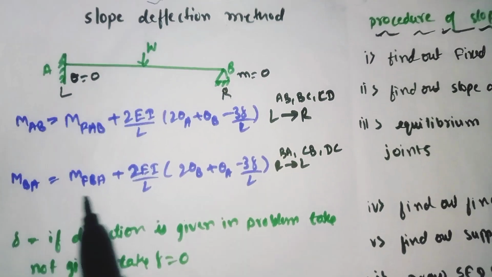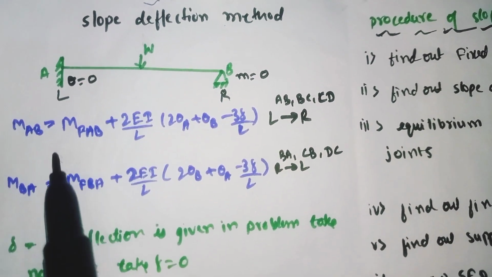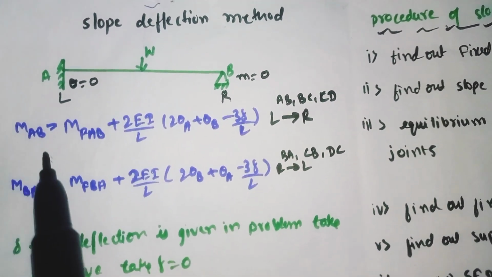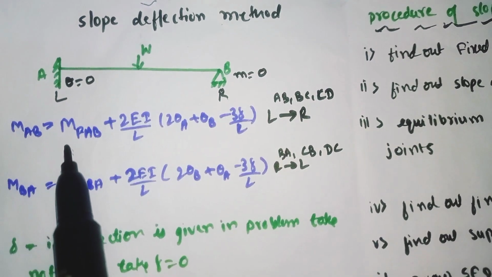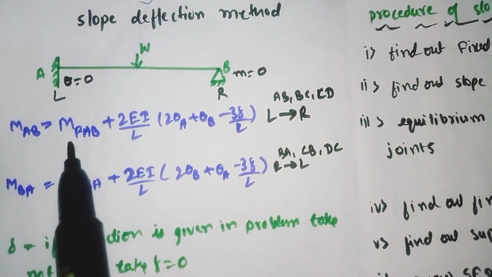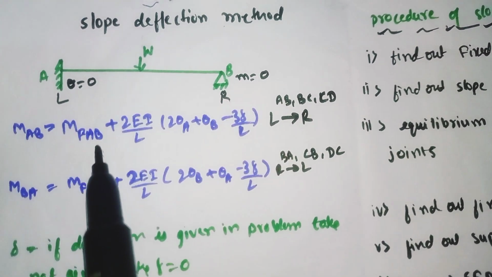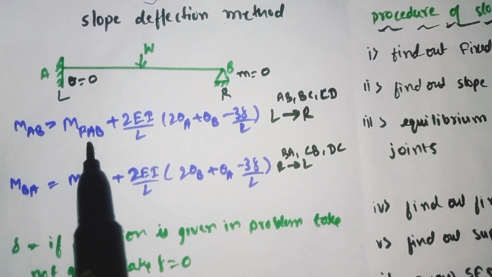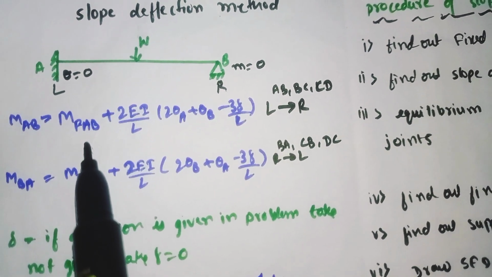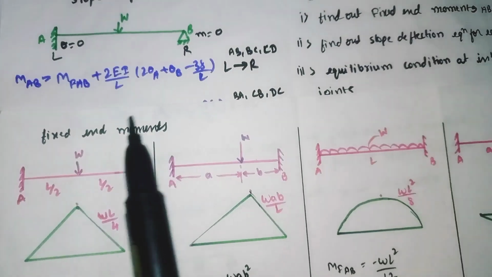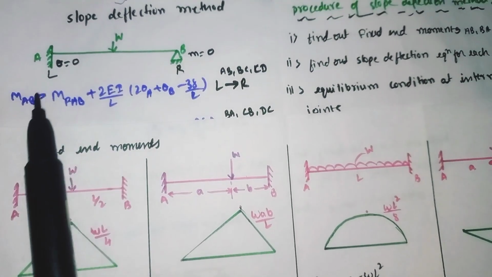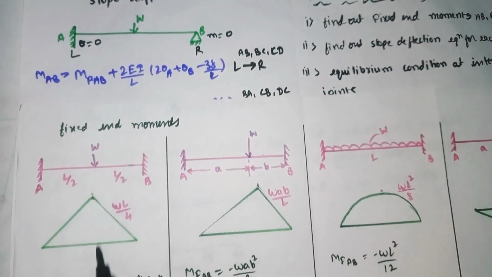So next we'll move to the formula. Here, for finding the MAB, we need to find the MFAB. MFAB means fixed end moment for AB. For calculating the fixed end moment, we have one formula I will show. For calculating the fixed end moment about AB, we have the formula.